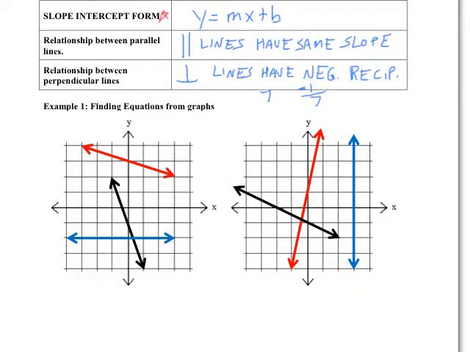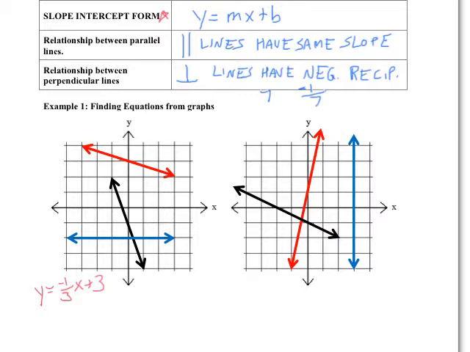Alright, the first problem type we might see is just generating an equation from a graph. And what we have here is our red line has a y-intercept of 3, 1, 2, 3, and it has a slope of, looks like, down 1, run 3. So our red line has the equation y equals negative 1/3 x plus 3, because we have a slope of down 1, run 3, and we have a y-intercept of 3.